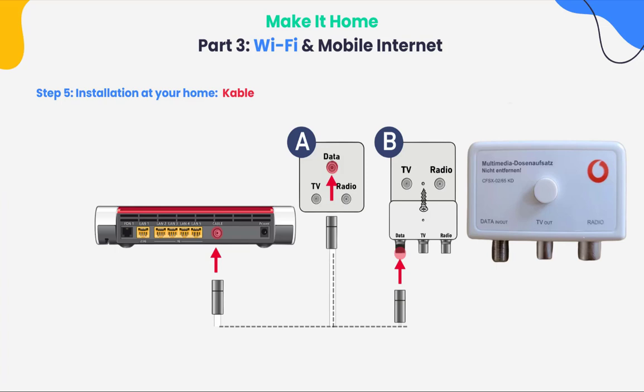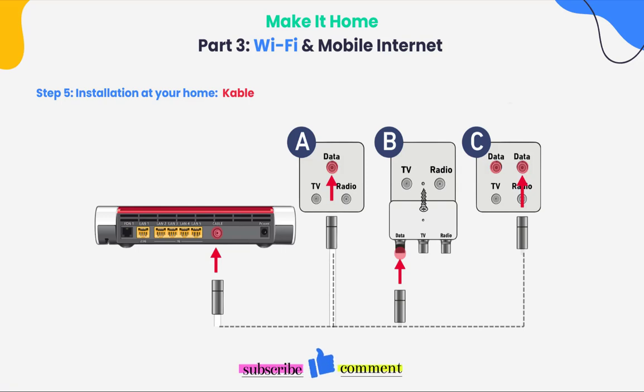In rare cases, the multimedia socket might have 4 outputs instead of 3. Even then, it's simple. Bottom right is always radio, bottom left is TV, and the top 2 are both data. You can use either one to connect your router.